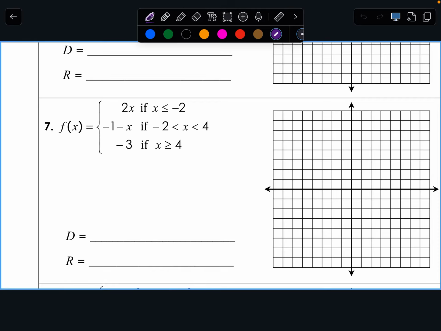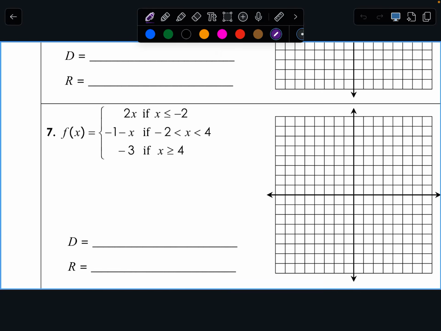We are going to be doing problem number 7 on this packet on graphing piecewise functions. What we see on this problem is that there are how many pieces? 3. So like we did yesterday, we're going to name the parts as the following. This is part 1. This is part 2. This is part 3. Okay, part 1, part 2, and part 3.